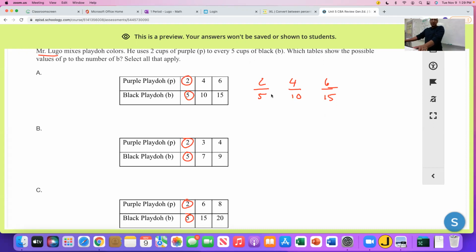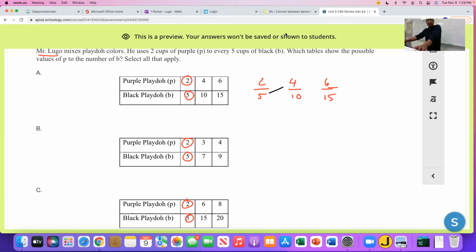Now, ladies and gentlemen, there's 2 ways of comparing fractions. Number 1, the safest way, in my opinion, is always to cross multiply. 5 times 4 and 10 times 2. If they're equivalent, they're going to give you the same answer. 5 times 4 is 20. 10 times 2 is 20 as well. So yes, these are equivalent. So if one of these is also equivalent to this last one, then they're all equivalent to each other. Well, I'm going to use 4/10. So 10 times 6 is 60. 15 times 4 is 60 as well. So yes, these 2 are equivalent, meaning that they're all equivalent with one another. So yes, A is definitely one of the answer choices.